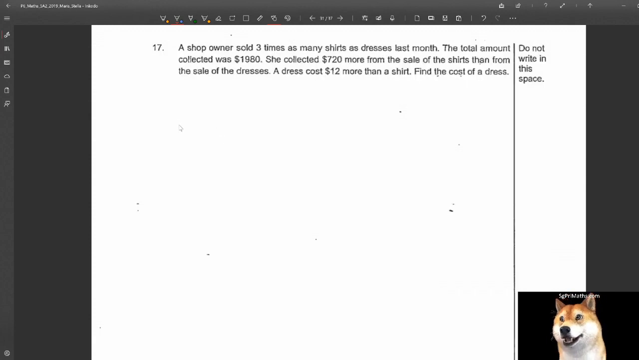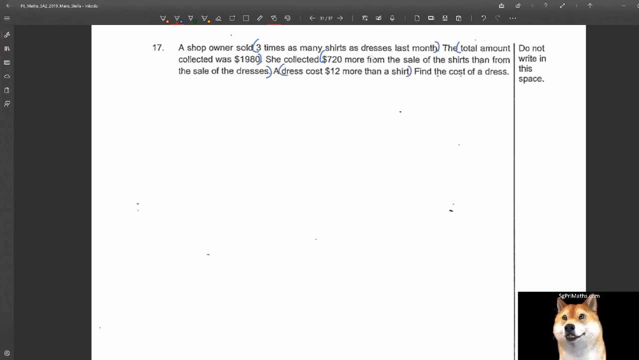Alright, last question. Question 17. Shop owner sold 3 times as many shirts as dresses last month. The total amount was $1,980. Collected 720 more from the sale of the shirts than from the sale of the dresses. The dress costs 12 more than the shirt. Find the cost of a dress.